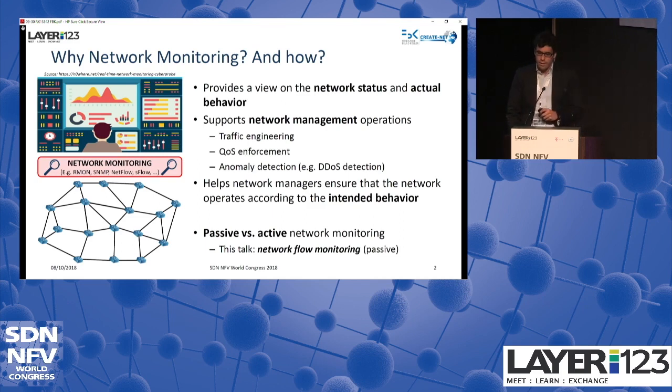In general, we have two different kinds of network monitoring techniques, passive and active. With passive network monitoring, we check the traffic that is flowing into the network, and we try to collect information from this. While with active network monitoring, we inject probes in the network and collect information from these probes to see if something is going wrong or strange. In this talk, we specifically focus on network flow monitoring, which is a passive technique and which consists in looking into the network flows in the network to understand whether something is going wrong.